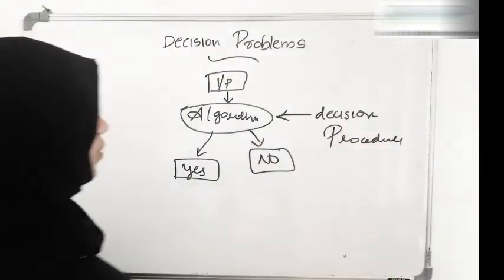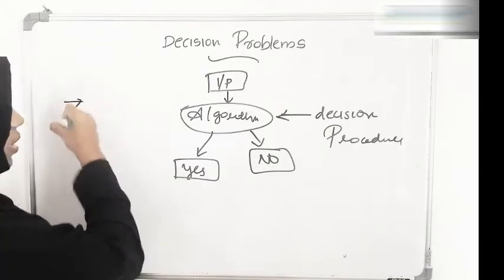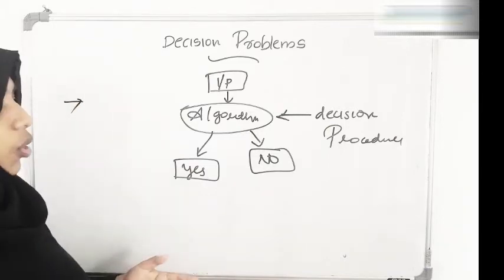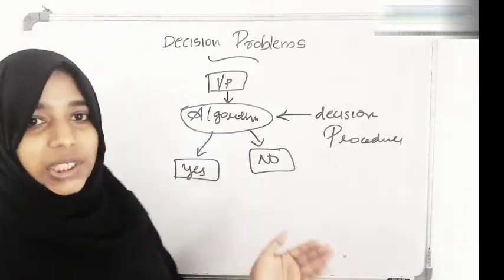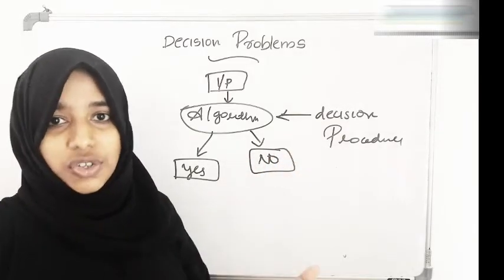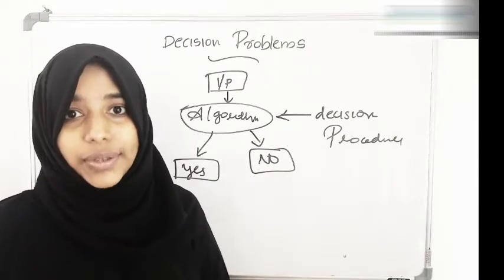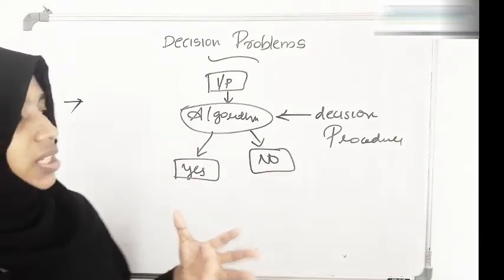For examples of decision problems, we can have problems like whether this number is prime or not, or whether this DFA accepts this string or not, or whether this Turing machine accepts this pattern or not. Now, whether these two DFAs are equivalent or not. I mean, all such questions.